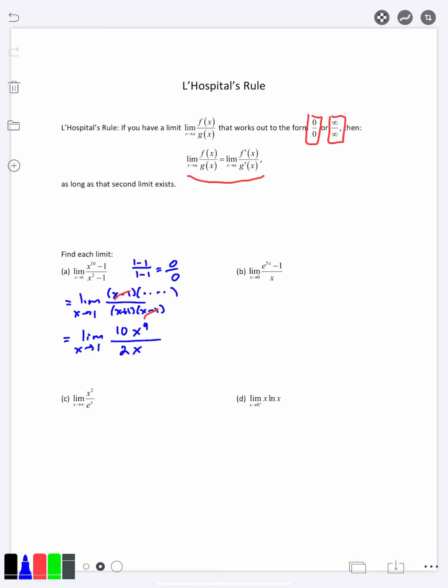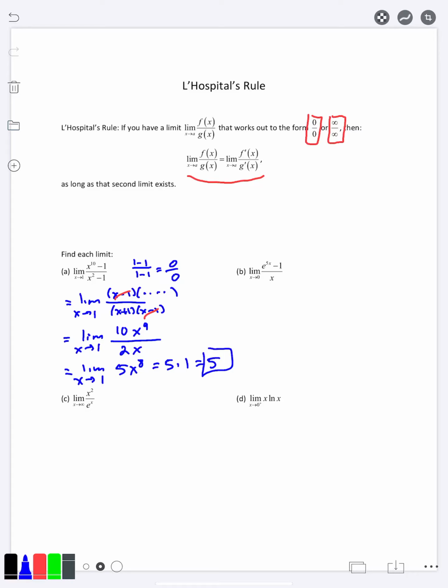In this case, by taking the derivative of top and bottom separately, I then can simplify this to get 5x to the 8th, and you can plug in 1 there, and we get the answer 5, which is correct. So you see that L'Hopital's rule allowed us to find this limit without having to do any crazy factoring or algebra. We just take derivatives top and bottom, and we're going to get the answer.